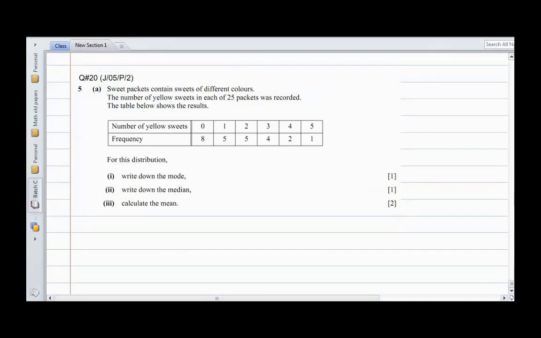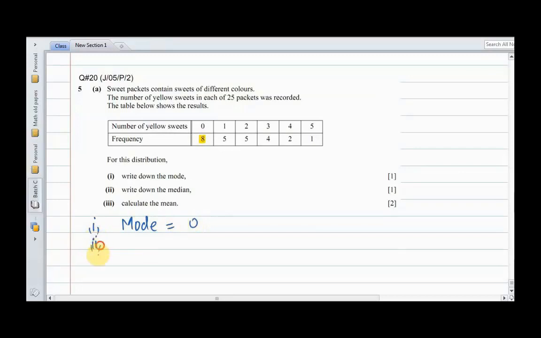So starting with the mode, we know that for mode you need to highlight the highest frequency. So the highest frequency is 8, but your mode is not 8. If you write your mode as 8, it will be 0 marks. Your mode is 0, right? So first part, mode is 0.